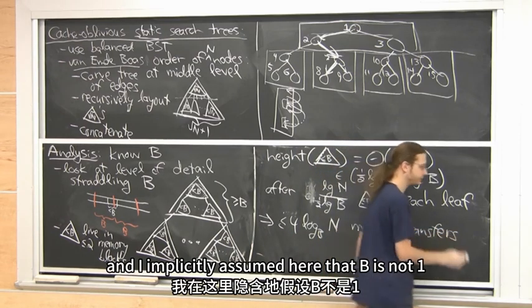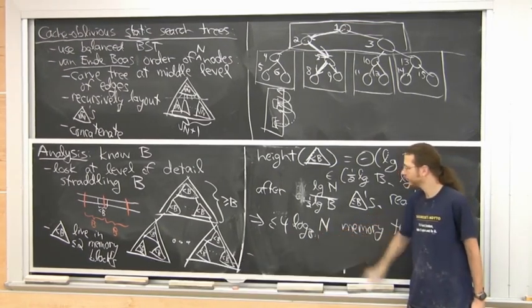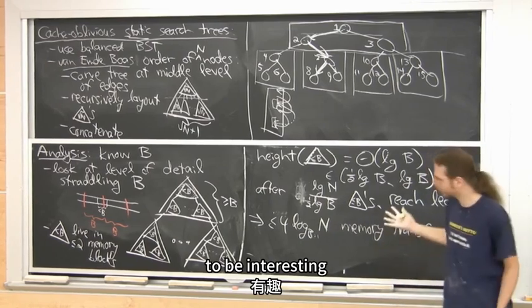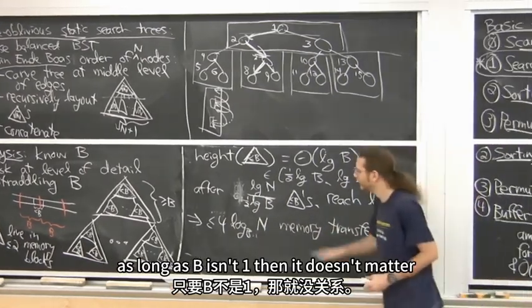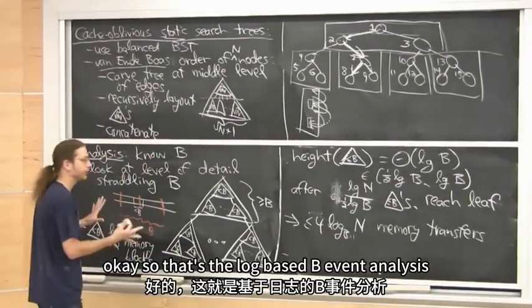And I implicitly assumed here that b is not 1, otherwise you need a b plus 1 here. But to be interesting, as long as b isn't 1, then it doesn't matter. Okay, so that's the log base b of n analysis.